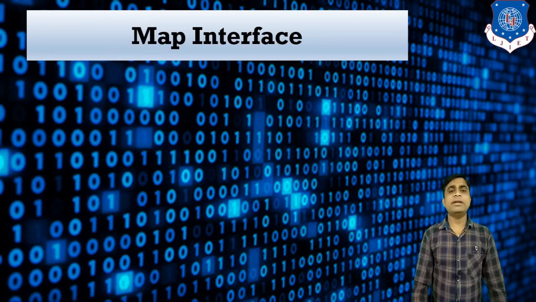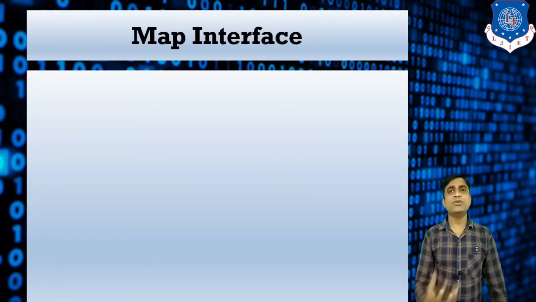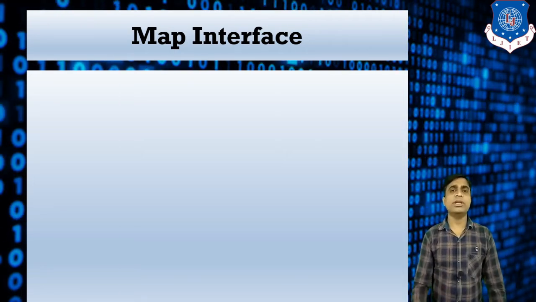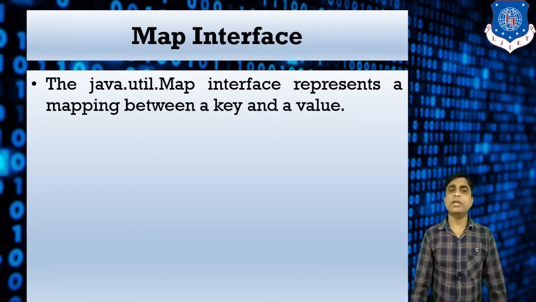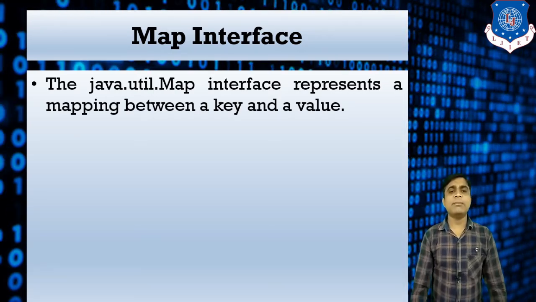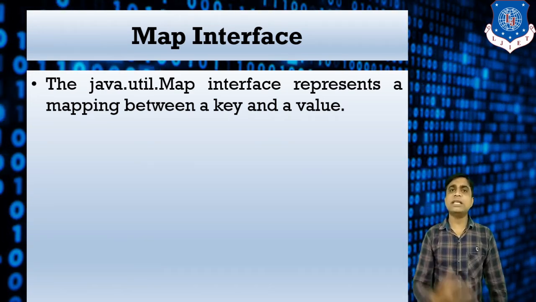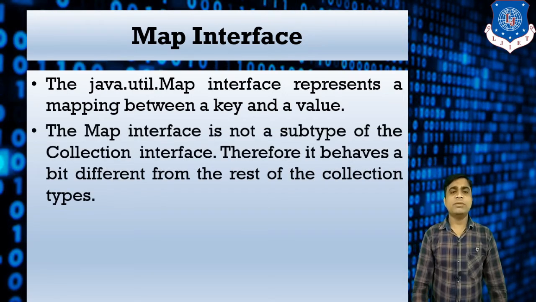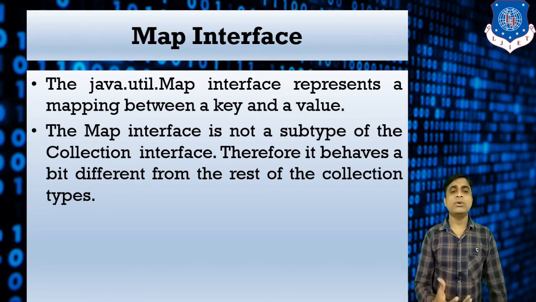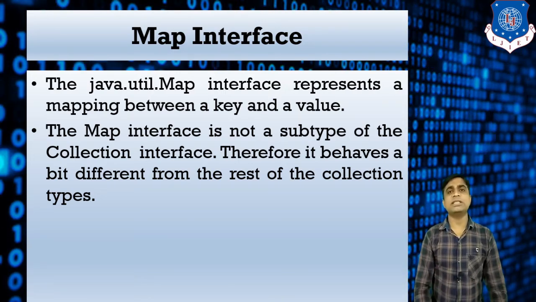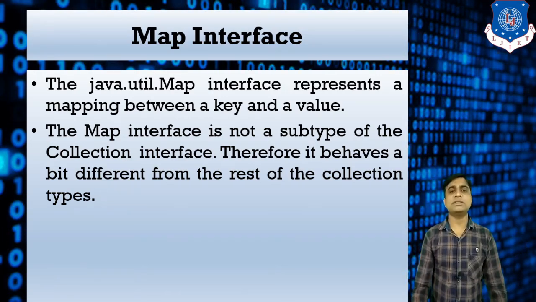Here the map interface is a data structure you can use if you want to store values by key. It is available in the java.util package, and it represents the mapping between a key and a value, so two fields are required: the key and the value. The map interface is not a subtype of the collection interface, therefore it behaves a bit differently from the rest of the collection types. So it is quite different from the set interface.